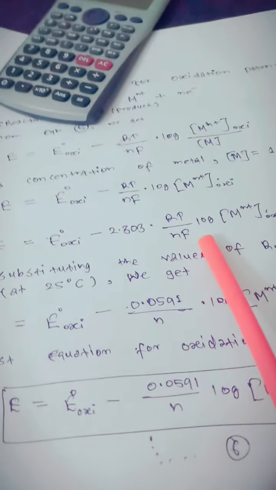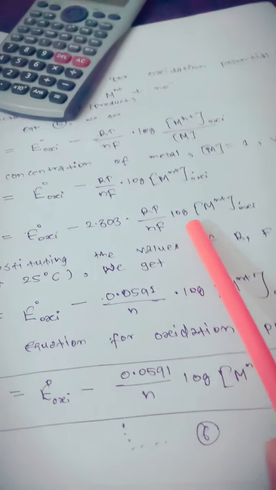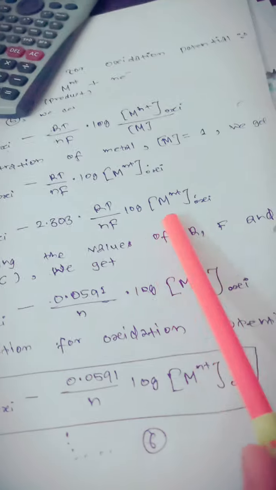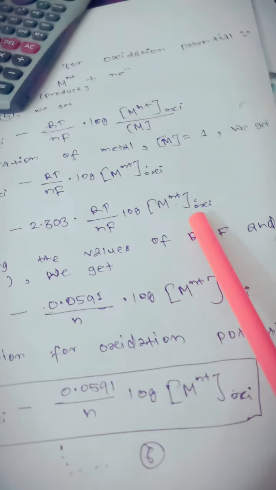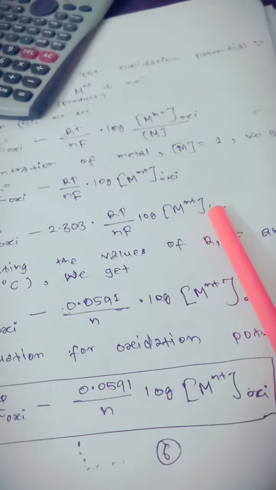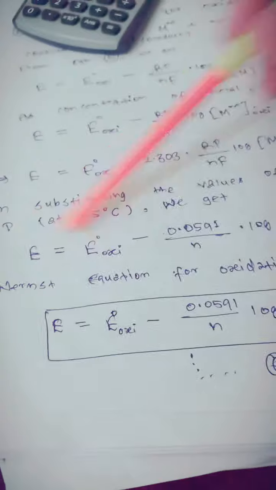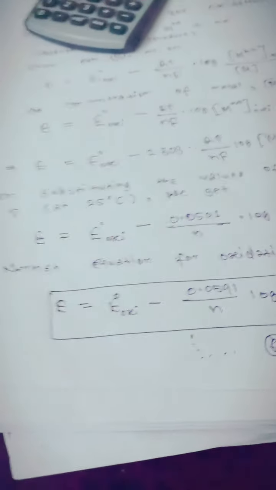So this log is constant everywhere. Log into the product, M^n+, is the product for oxidation. I kept oxidation here because I am doing it separately for oxidation potential. So in my base oxidation, this will be my equation 6, and this will be my equation 7.